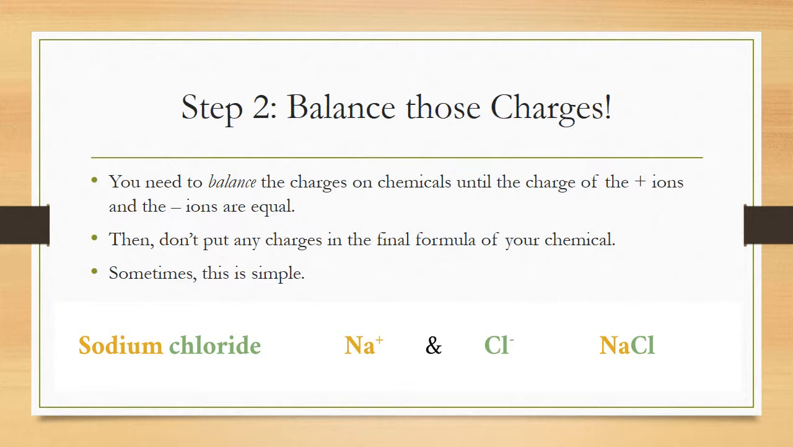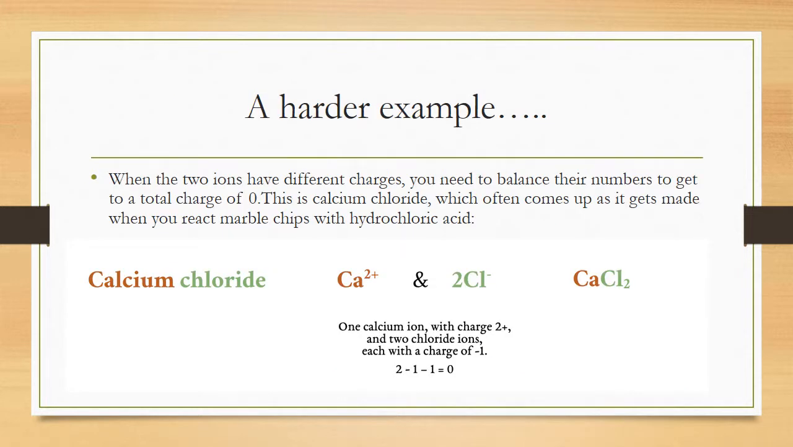Sometimes the example is simple, like sodium chloride. You have one sodium plus ion and one chloride ion. The plus and minus cancel out, so the formula of sodium chloride is NaCl. Simple. You notice that the plus and minus aren't even in the final formula.